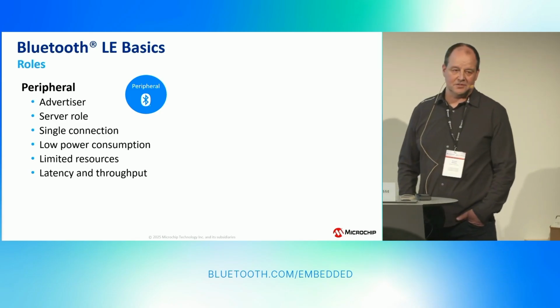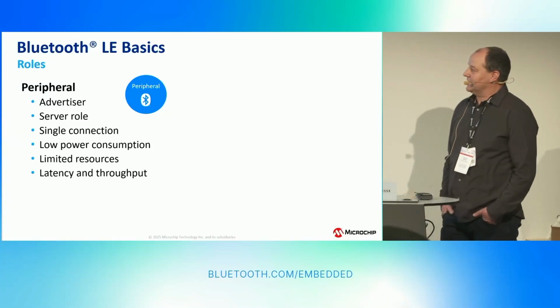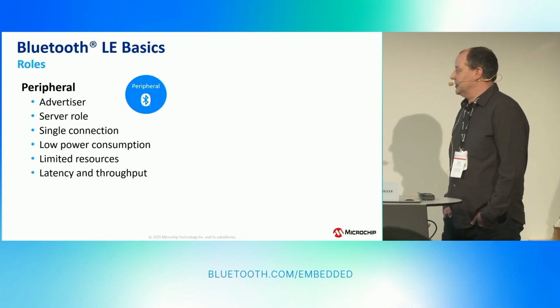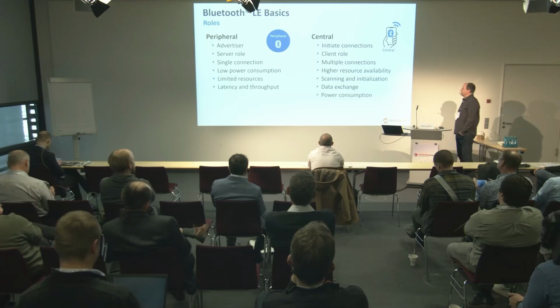Typically, it's a single connection to the central. Due to the fact that the peripheral device is mostly battery operated, it has a lower power consumption than the central. They have limited resources such as memory and processing power, and they typically have a higher latency and a lower throughput than central devices.